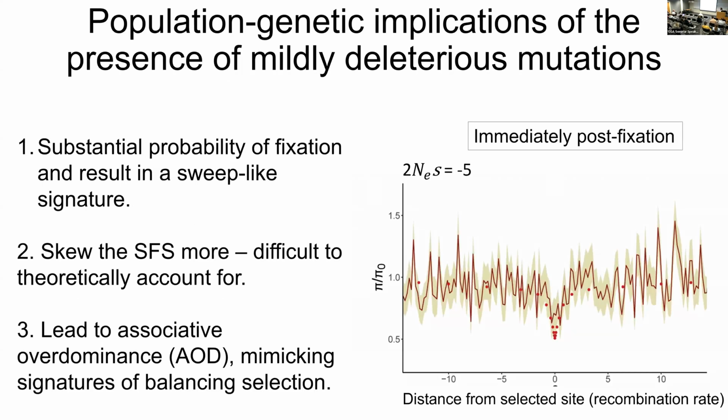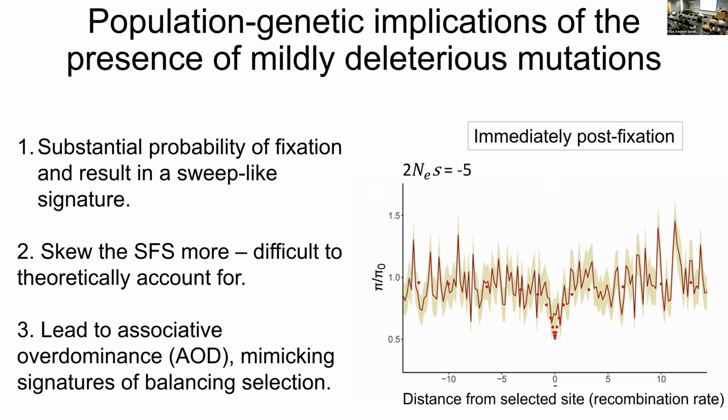So first is that when you have mildly deleterious mutations, they have a pretty substantial probability of fixation in the population. So they're pretty similar in terms of fixation probability to neutral mutations, right? So they can tend to increase in frequency and fix. And what's interesting is that when they do fix in a population, they take the same amount of time to fix as another allele that would be beneficial with the same strength if it's semi-dominant.